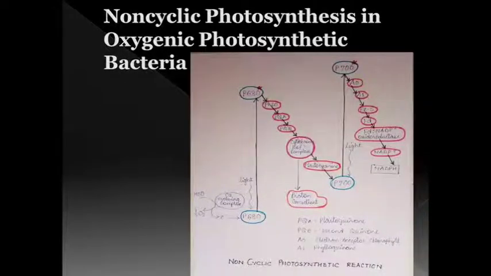The next is the non-cyclic photosynthetic apparatus in cyanobacteria or oxygenic phototrophic bacteria. In this figure, we can see that the flow of electrons is non-cyclic. It cannot be handed over again to the same reaction center. During the flow of the electron through the electron carriers, there is production of energy in the form of a proton gradient.